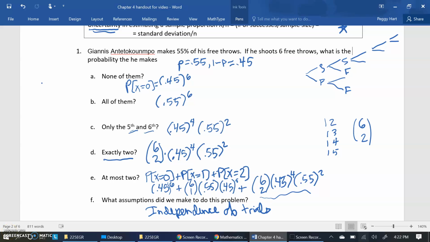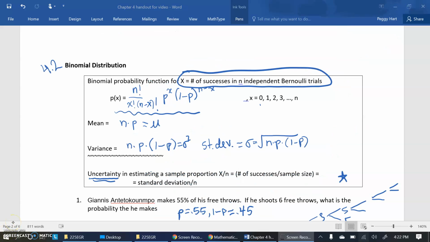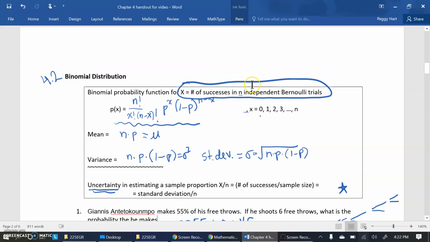Let's go back and look at those conditions for a binomial distribution real fast. Okay, so notice x is the number of successes in n independent trials, right? And notice here n factorial over x factorial, n minus x factorial, that's n choose x. This is p to the x, probability of success to the number of successes power, and 1 minus p to the n minus x, and this is the number of failures. And notice these will add up to n. Okay, those are the main things I want you to notice. We're going to go on and just look at 4.3 in a second.